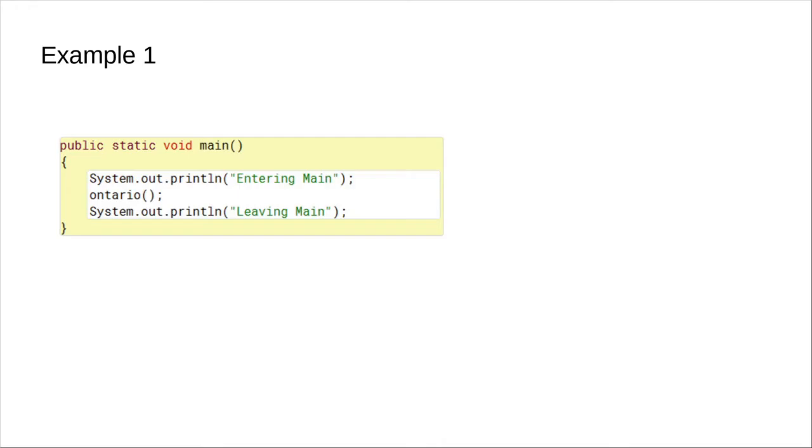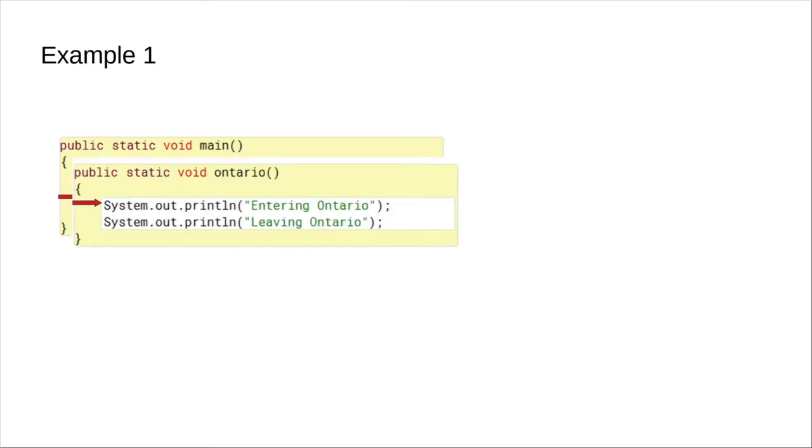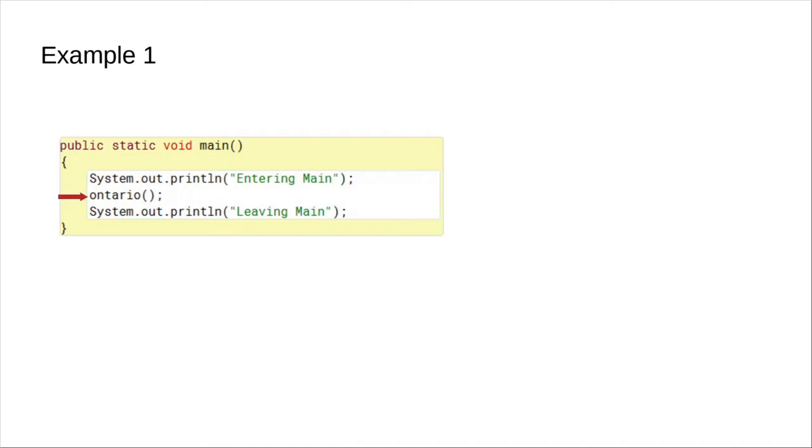Let's talk about how Java invokes methods and what's actually happening when that happens. So here we have a simple program, and there's 3 lines of code. The first line of code prints out something to the console, and then we have a method invocation. So we go to this method and we execute the instructions inside that method. Once those instructions are finished executing, we return back to where we left off and we continue executing each instruction.